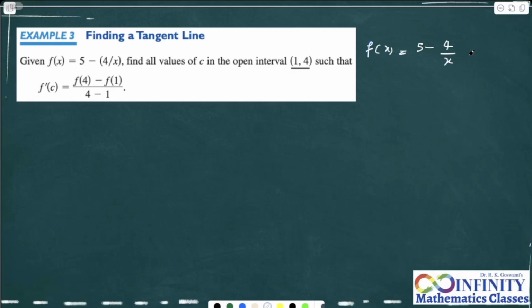Can you please tell me the domain of this function? The domain is anything but 0. Perfectly okay. That means x cannot be 0 certainly, and this is not part of the interval 1 to 4. So the function is continuous there without any issue. If I ask you about the derivative, it is going to be positive 4 over x square. Again, x cannot be 0, and in the given interval, I need not worry about 0. That means on the given interval, the function is continuous and differentiable.